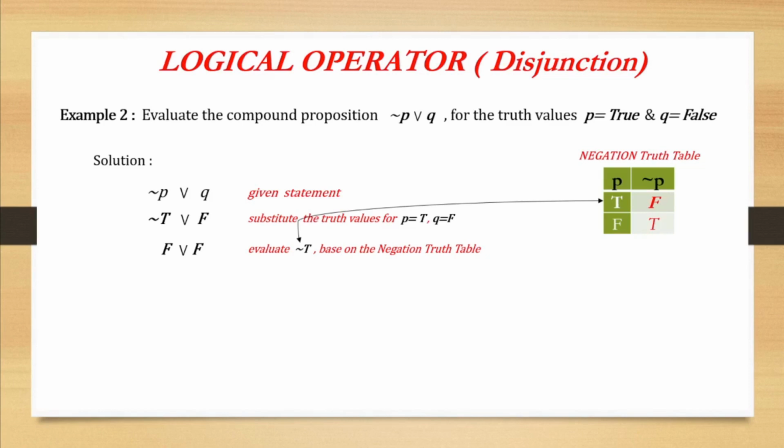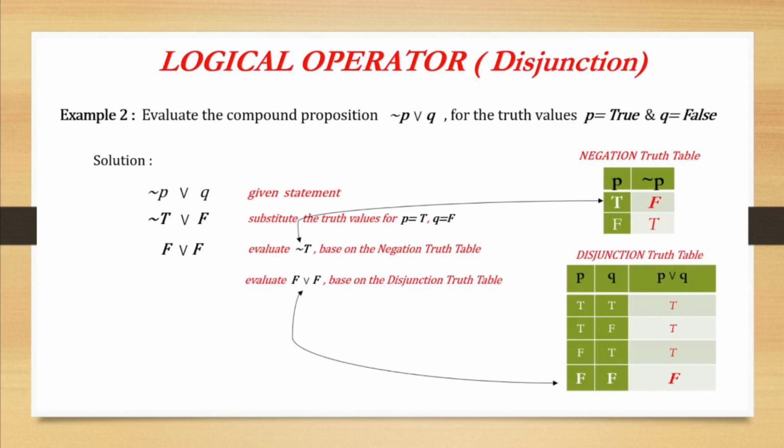As you can see, we now have a disjunction, false or false. We have to evaluate the disjunction false or false based on the disjunction truth table. It shows in the table that when propositions P and Q are both false, the disjunction statement P or Q is false. Then we can conclude that the compound statement negation P or Q is a false statement.